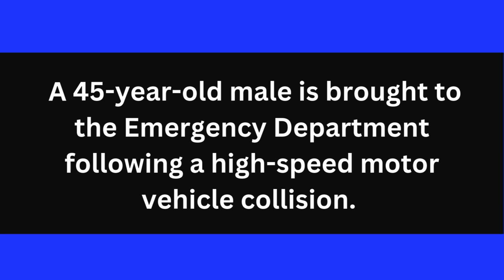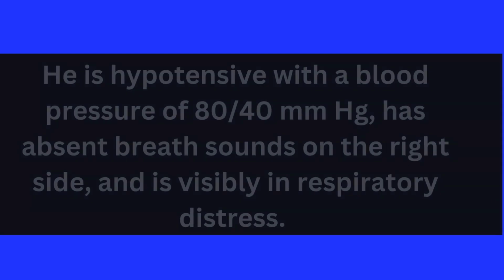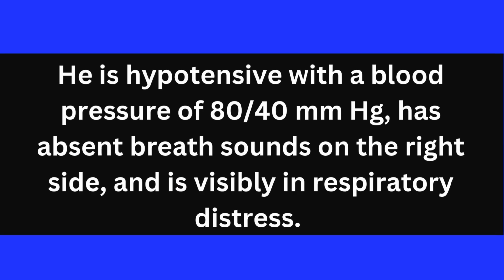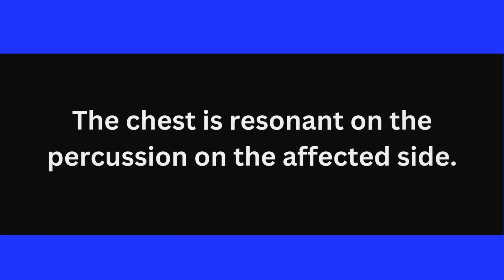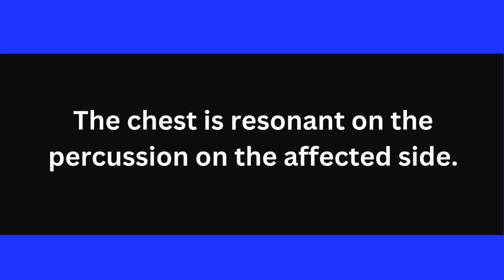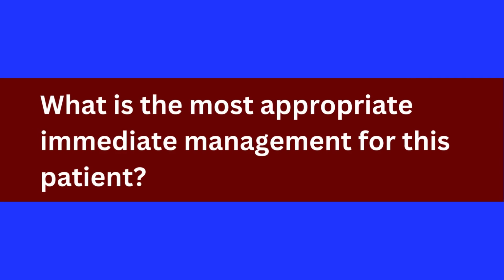So Sam, just imagine you're working in A&E and you're seeing a 45-year-old male who is brought to the emergency department following a high-speed motor vehicle collision. On assessment, he is hypotensive with a blood pressure of 80/40, has absent breath sounds on the right side, and he is visibly in respiratory distress. Chest is resonant on the affected side on percussion. The question is, what is the most appropriate immediate management for this patient? Can you go through the choices and let me know what could be the correct answer?